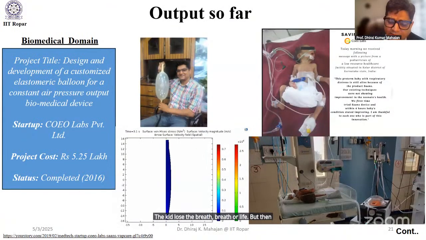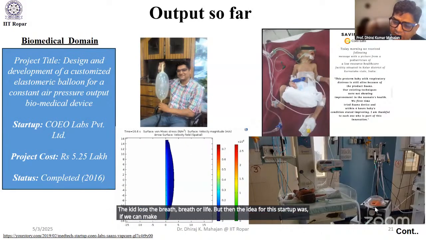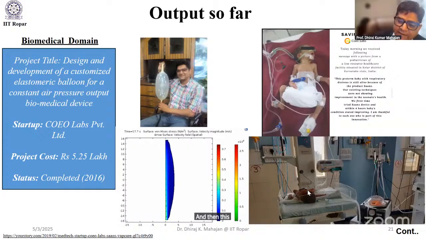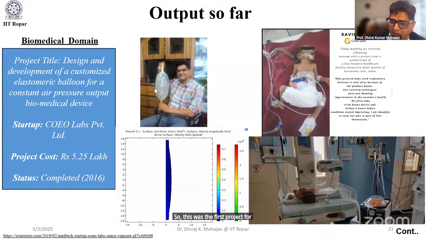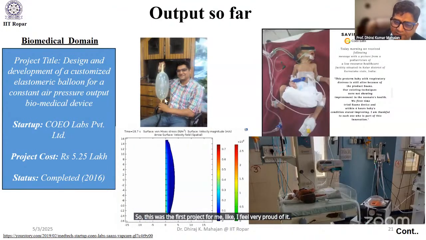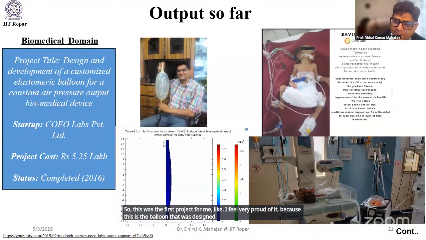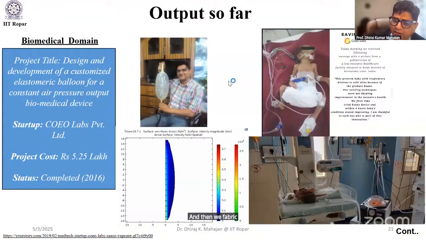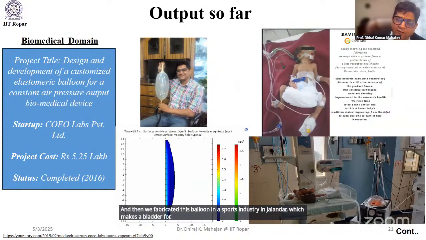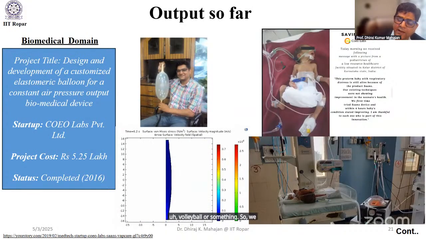The idea for this startup was to make a balloon in which we can store air for 4 or 5 minutes, which gives a resting time to parents and better chances for kids to survive. This was the first project for me, and I feel very proud of it. The balloon was designed in simulation, and then we fabricated it at a sports industry in Jalandhar, which makes bladders for volleyball. We designed the rubber material and molded the balloon in a certain way so that it can host air for 4 or 5 minutes.